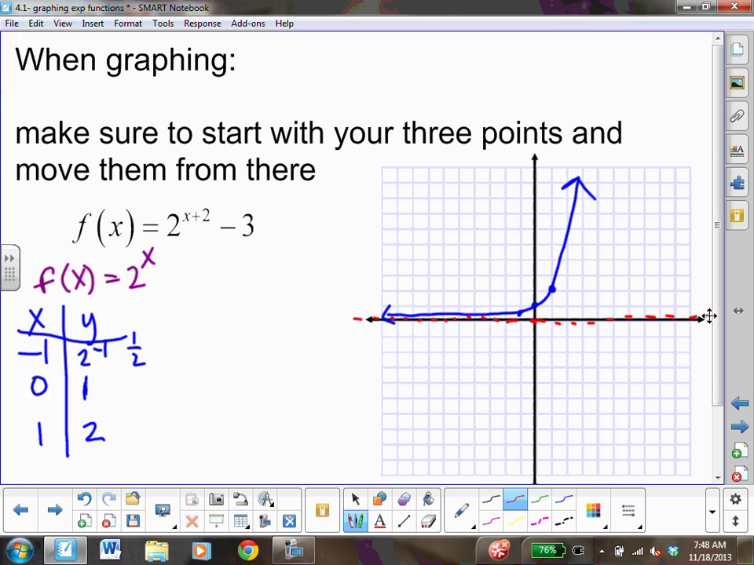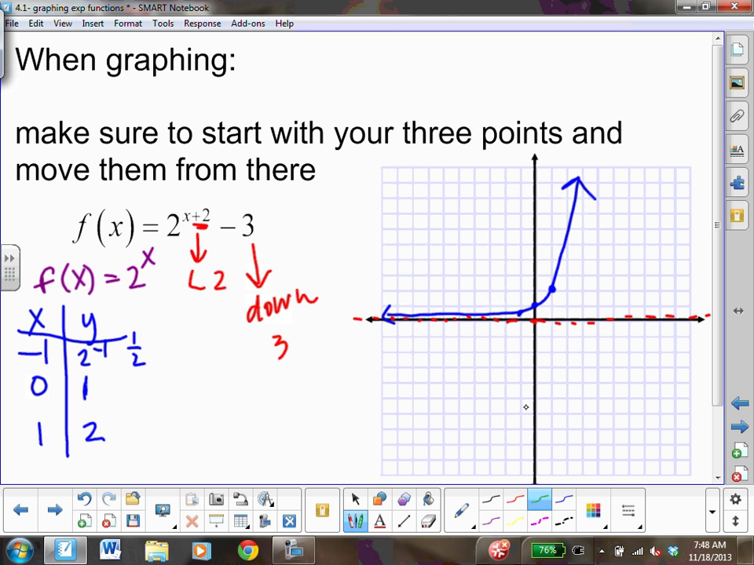So now that I figured out my parent points, I'm looking for stretches, and I don't have any number being multiplied out front, and I don't have any number being multiplied in the x's, so it looks like I only have shifts. Every point in this graph is going to shift the opposite of 2, so backwards 2, or left 2, and then down 3.